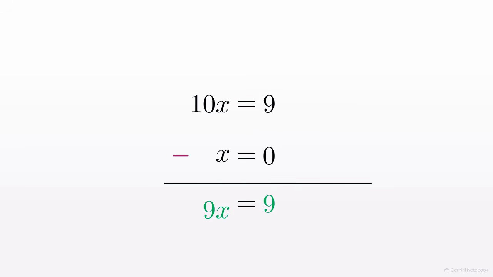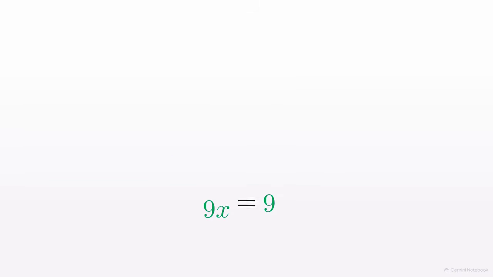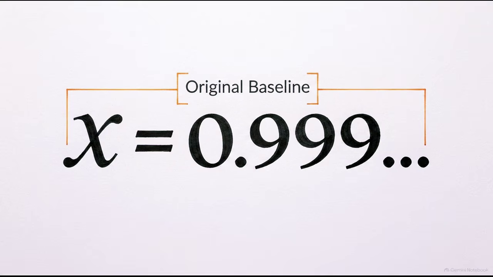To find the final value of x, we isolate the variable by dividing both sides of this new equation by 9. 9 divided by 9 is 1. This means x equals exactly 1. Let's look back at the very first step of our proof. We initially defined x as 0.9 repeating. If we swap the variable out for its original value, we reach our final statement, 0.9 repeating equals 1.